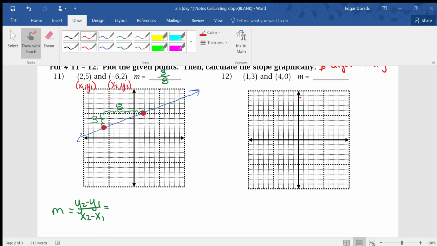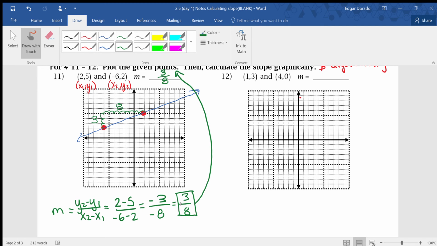Okay, so let's go ahead and try that out. Our y2 here in this case is 2. So let's do 2 minus y1, which is 5, over x2, which is negative 6 minus 2. So what do I get here? I get negative 3 at the top and negative 8 in the bottom. So I have a negative divided by a negative. We know that always equals a positive. And yet again, notice that these two are exactly the same. So now you have two different methods of calculating your slope.